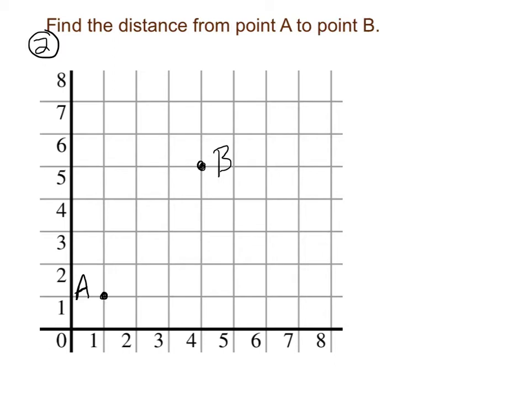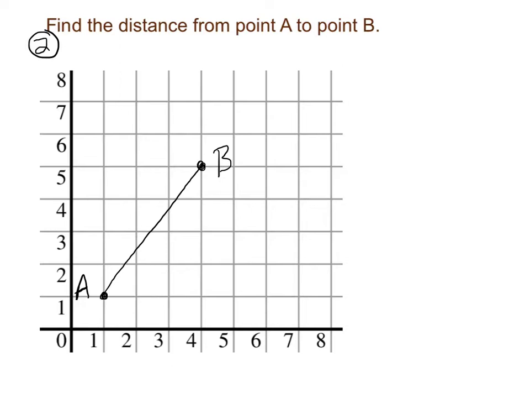Example number 2, I just want you to watch. You do not need to write this down. Find the distance from point A to point B. This is where the applicational use of Pythagorean theorem becomes a little more tricky. So I want to find the distance from point A to point B. That's all we have as a segment. So how would you go about finding the distance from point A to point B?